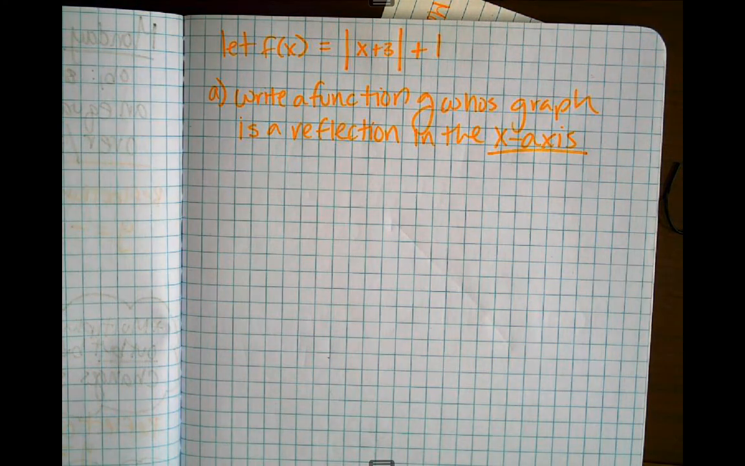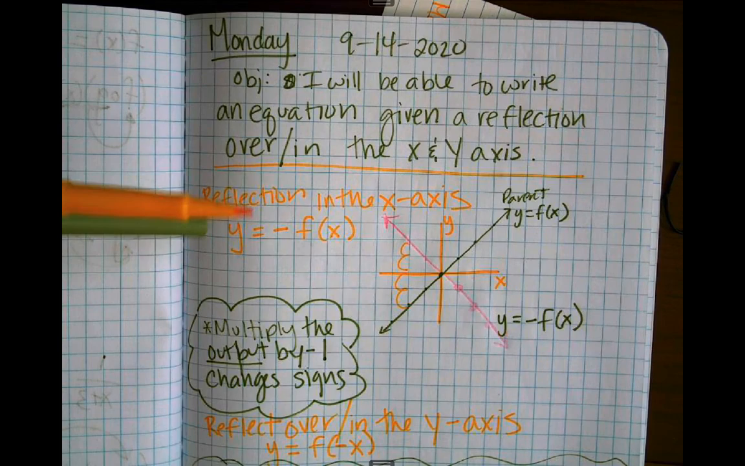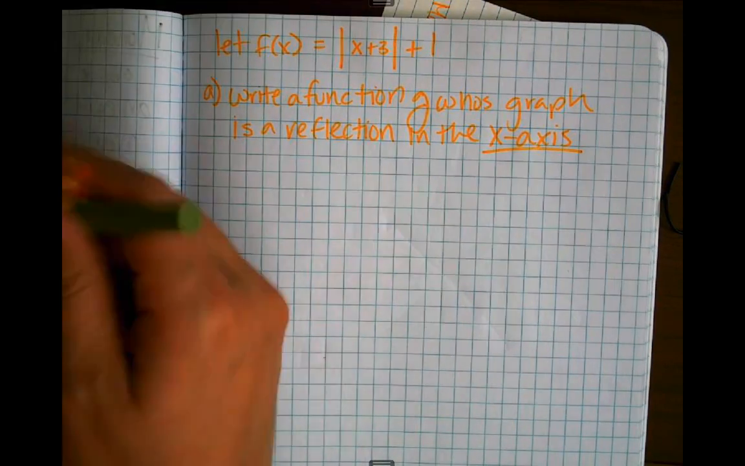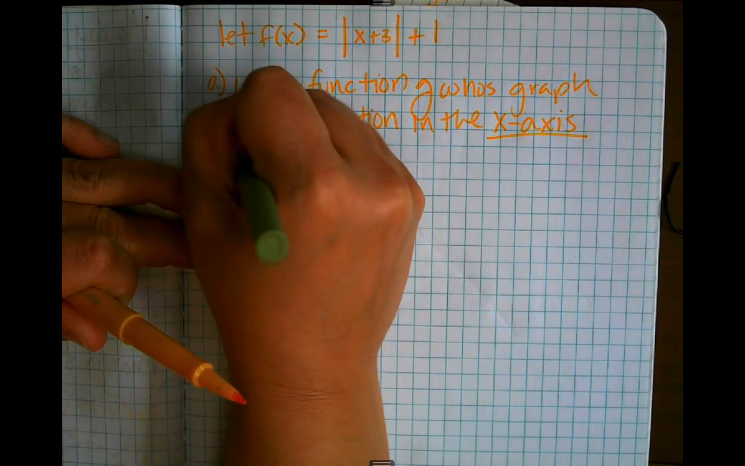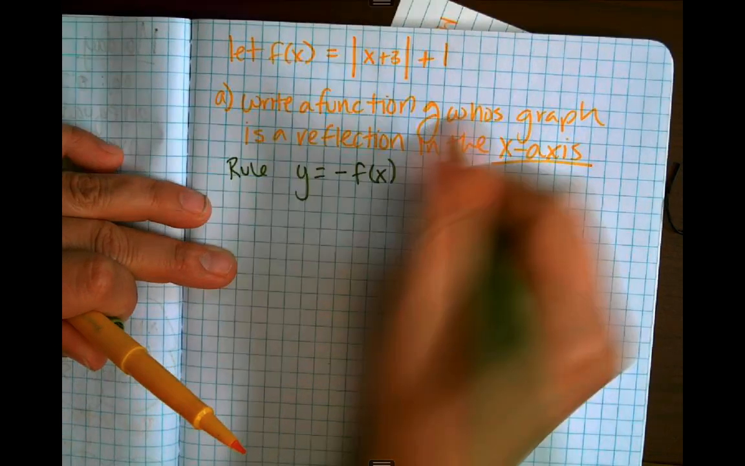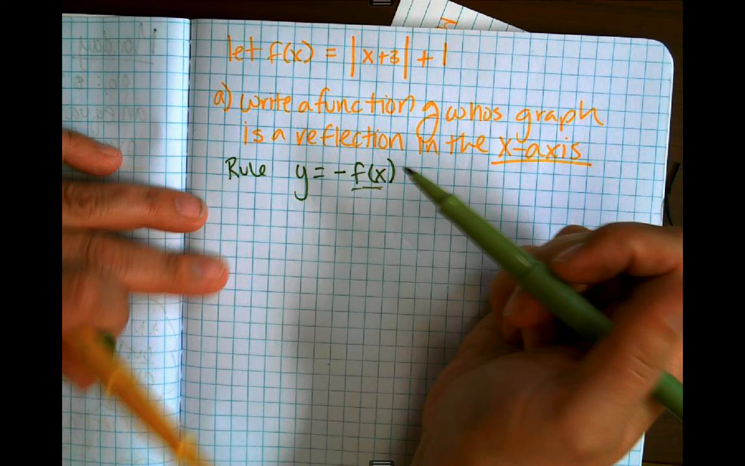So what you're going to want to do is say, okay, it's a reflection in the x-axis. You'll flip to your notes and say, I'm going to use this rule. I'm going to have a negative out front. So the rule is y equals negative f of x. Remember, f of x is that function there.